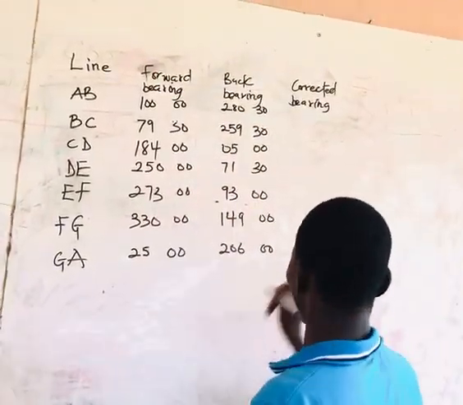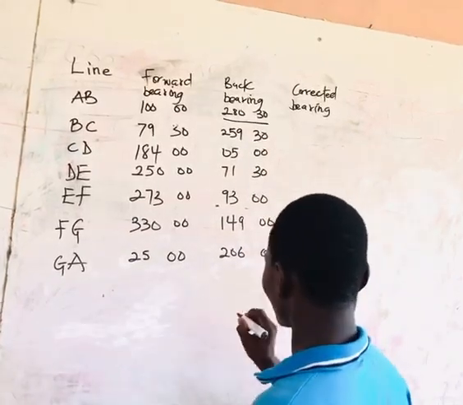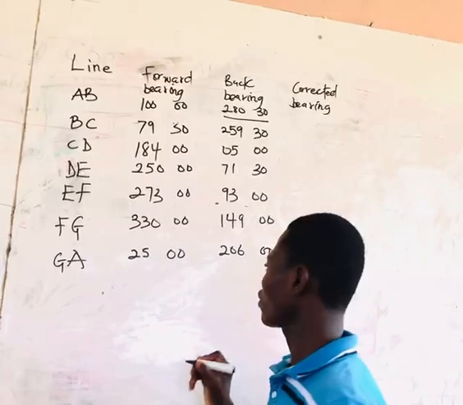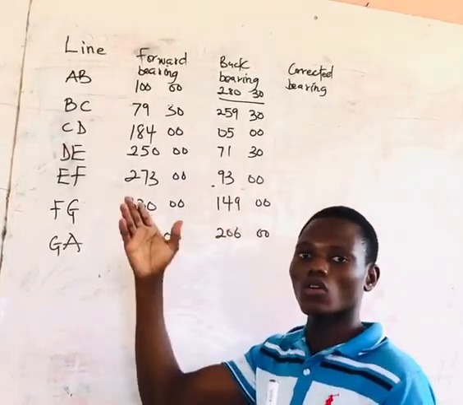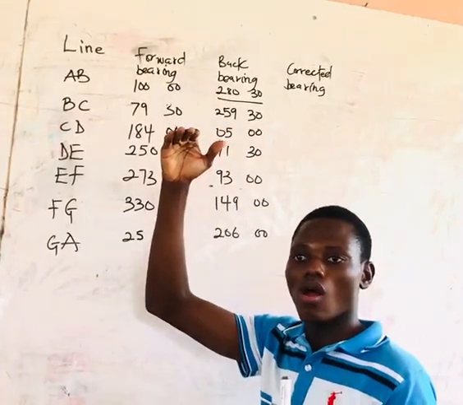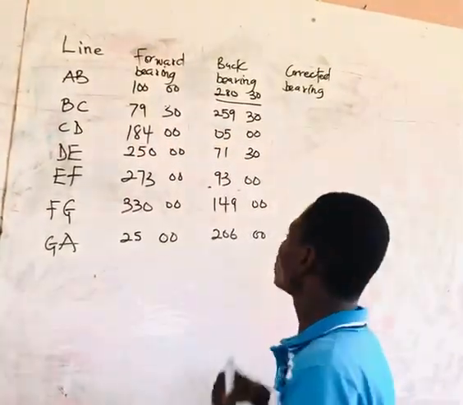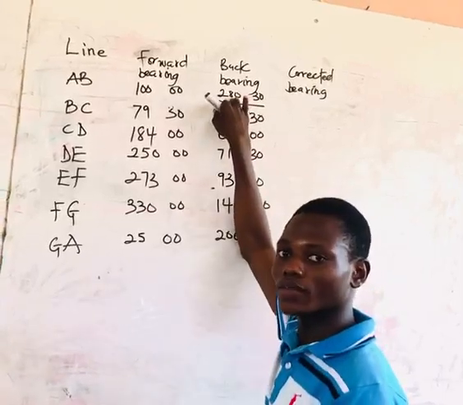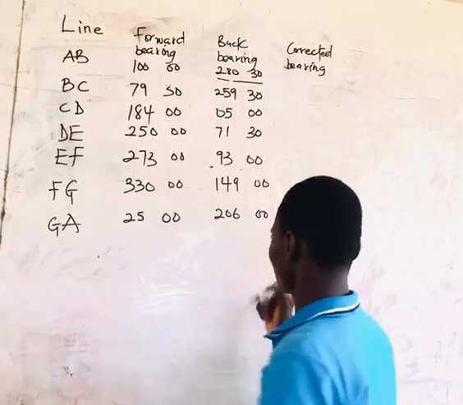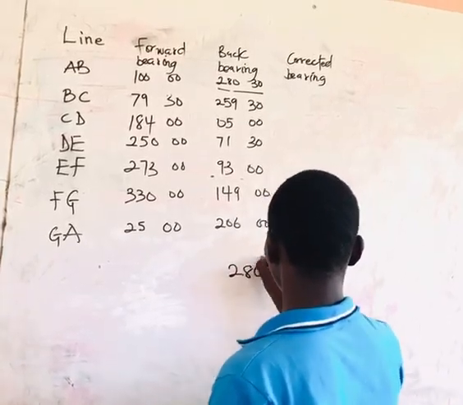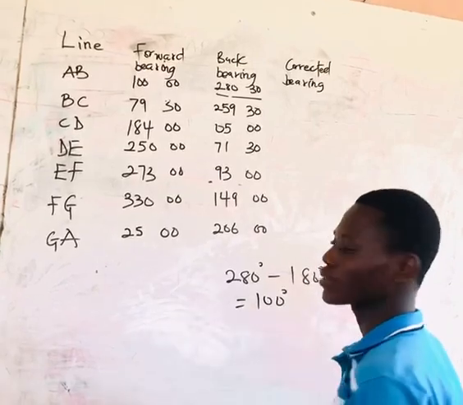To get the forward bearing from the backward bearing, you have to subtract 180 from the backward bearing if it's greater than 180. But if it's less than 180, you add 180. In this case, 280 is greater than 180, so what to do is subtract 180 from it. So 280 degrees minus 180 degrees gives you 100 degrees.